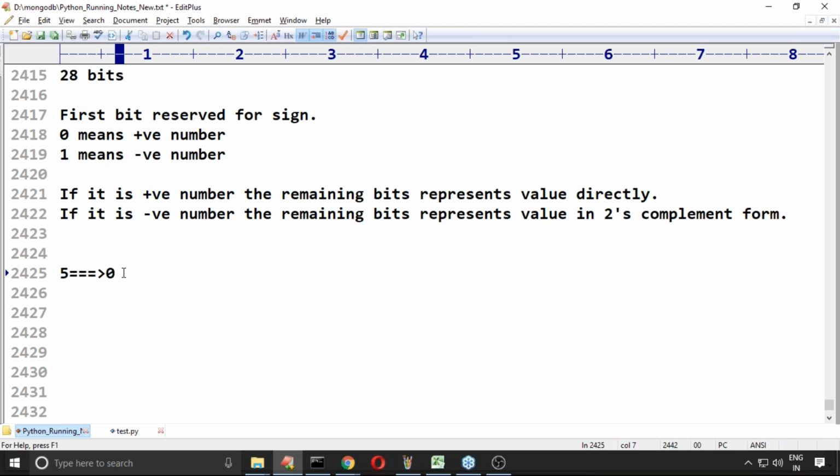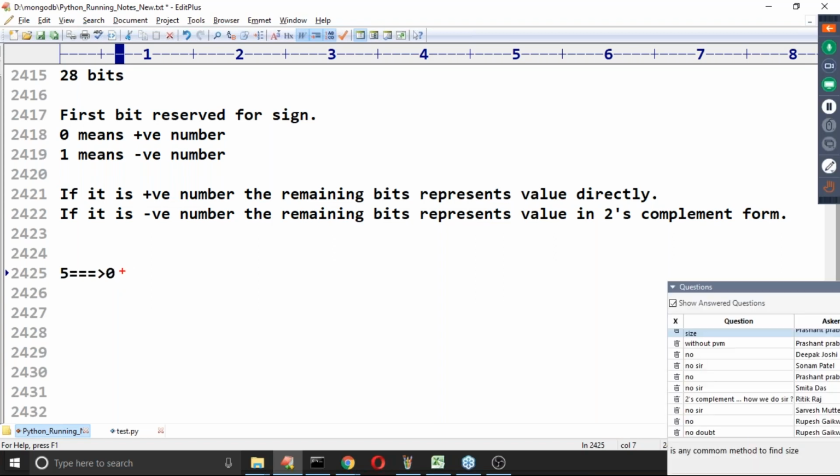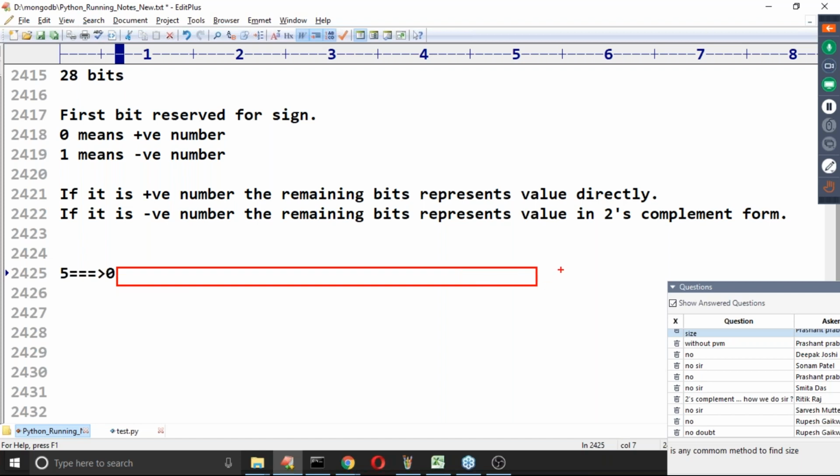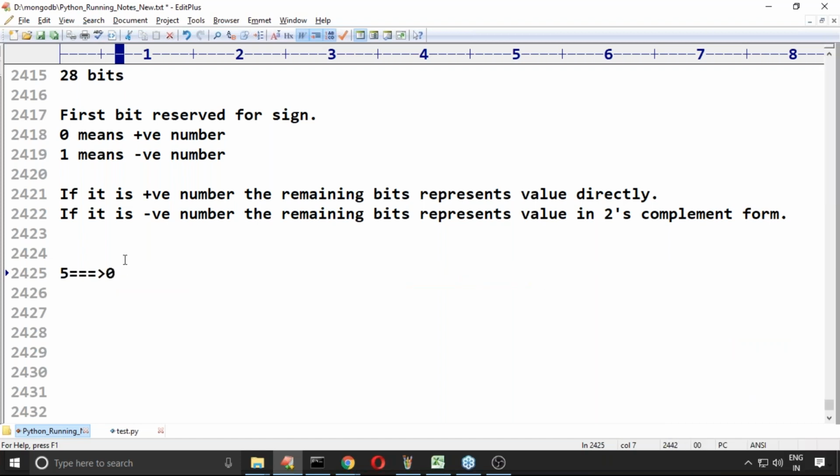Then how many remaining bits are there? I respond: 1 bit is already reserved for the sign. Then how many remaining bits are there? 27. 27 bits are there.